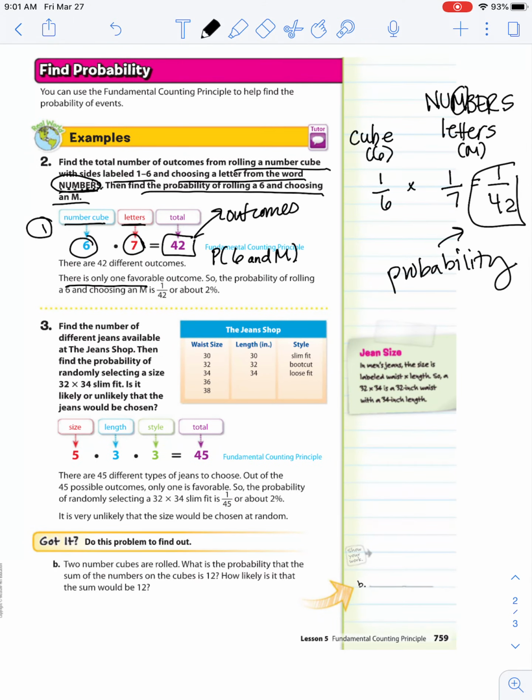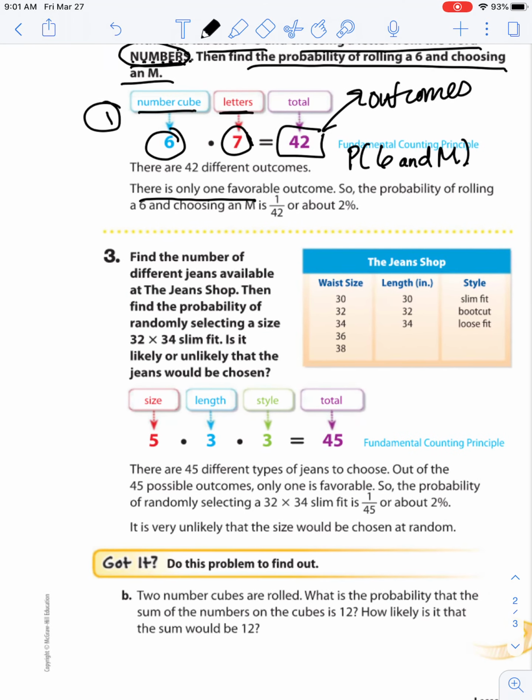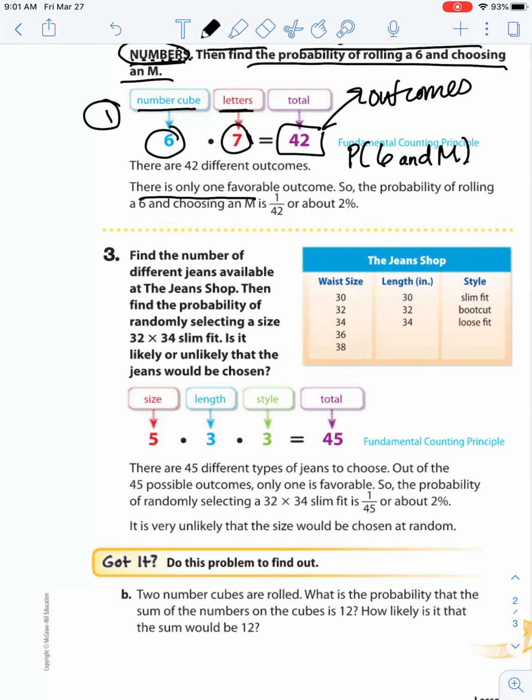Okay, let's go to number 3. So number 3 is asking us to find the number of different jeans available at the jean shop. So this is asking us to find the number of outcomes, which we can do by multiplying. And then find the probability of randomly selecting a 32 by 34 slim fit. And then, is it likely or unlikely that it would be chosen?